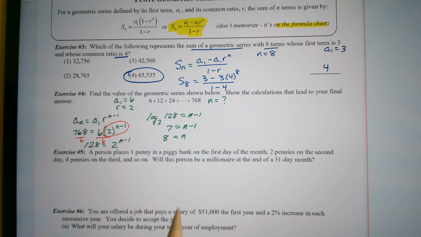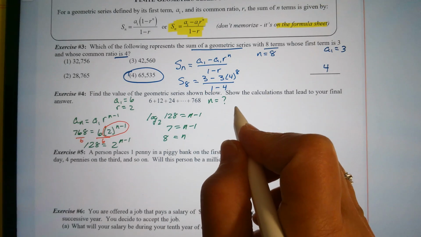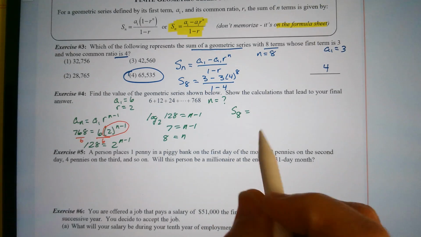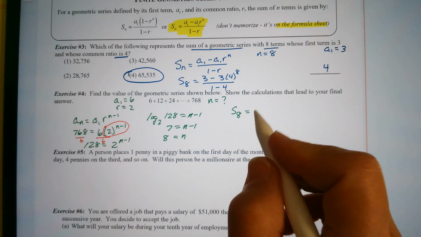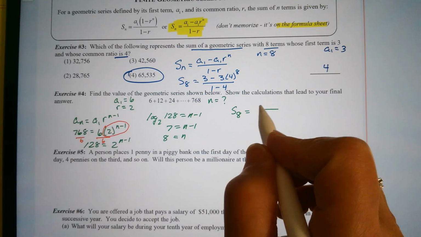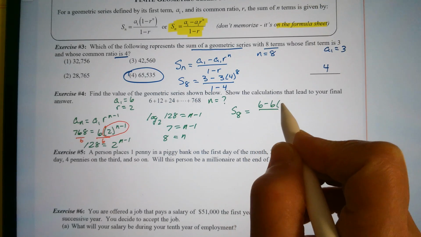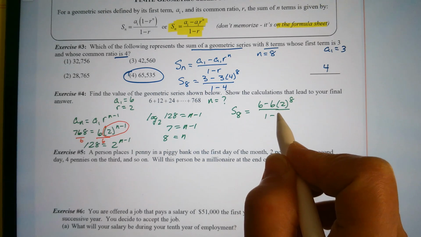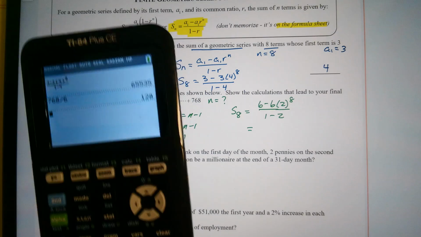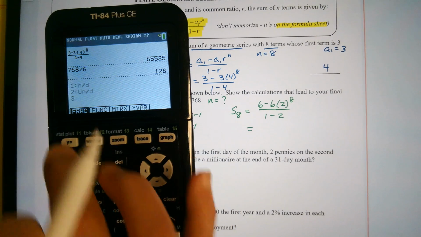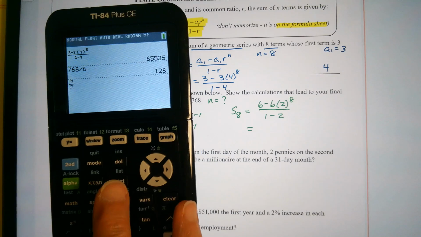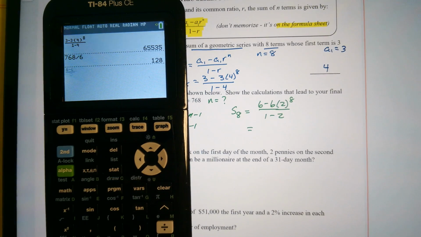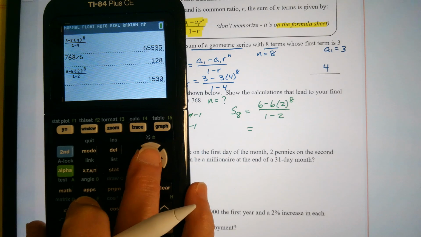So all that work just to arrive at what number term that is. So we're finding the sum of the first 8 terms, and then just substituting into the formula above. A sub 1 is 6, minus 6 times r is 2, n is 8, over 1 minus r. Again, the whole thing into the calculator. 1,530.